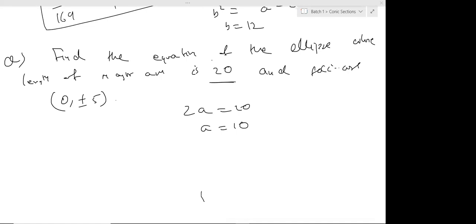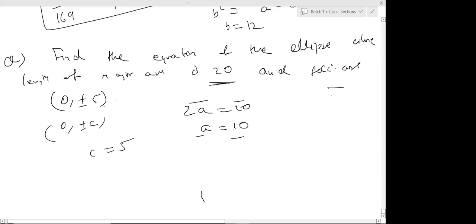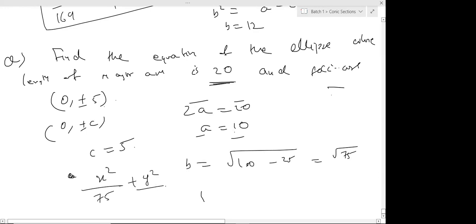All right, Abdul. Great. Look at here. See, major axis is 20. That means 2a is 20. A is 10. Foci are 0, plus minus 5. That means this is 0, plus minus c. So c is 5. You have the value of a, you have the value of c. That means b is 100 minus 25 under root, that is under root 75. So the equation will be x square upon b square, that is 75, plus y square upon a square, that is 100, equals to 1. Very easy. Yes, sir.